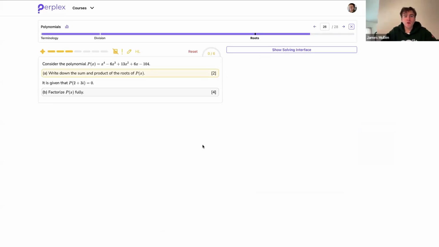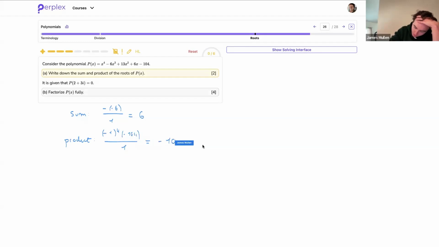I am considering the polynomial x to the 4 minus 6x cubed plus 13x squared plus 6x minus 104. The first thing I want to do in part A is write down the sum and product of the roots. So the sum of the roots is going to be negative 6 over 1, so that's just 6. And the product is going to be negative 1 to the power 4 times negative 104 over 1. That's negative 104. All right?